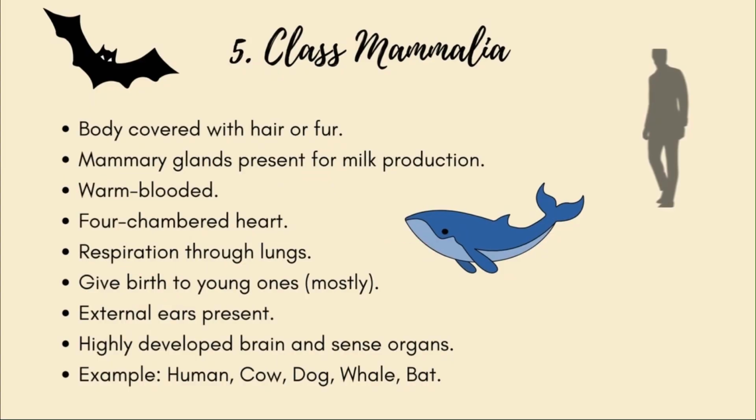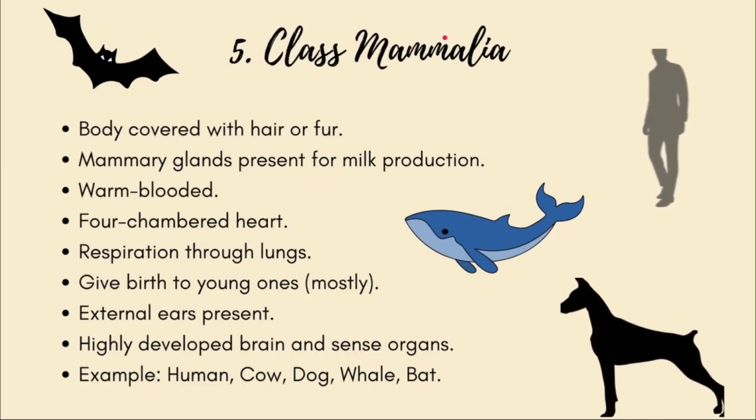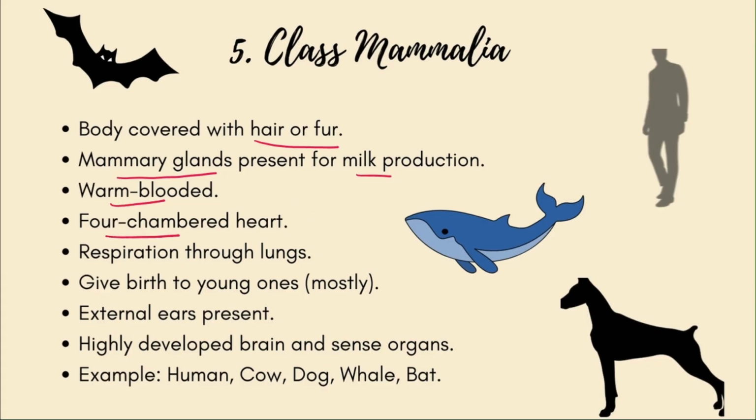Mammals are the most advanced vertebrates. Their bodies are covered with hair or fur, and females possess mammary glands to feed their young with milk. They are warm blooded and have a four chambered heart. Mammals breathe through lungs and show high intelligence due to the well developed brain. Most mammals give birth to young ones, though a few, like the platypus, lay eggs. Examples include humans, cows, bats, and whales.